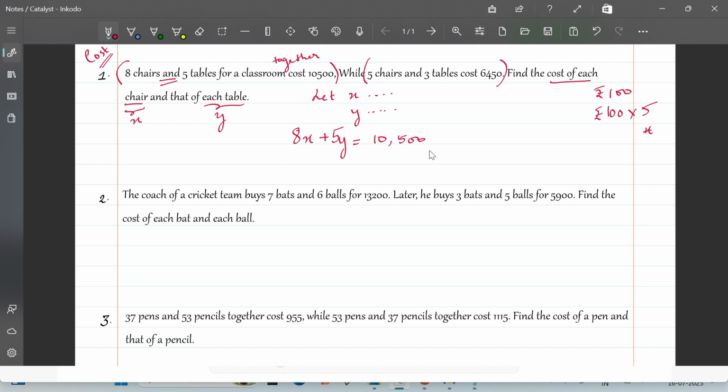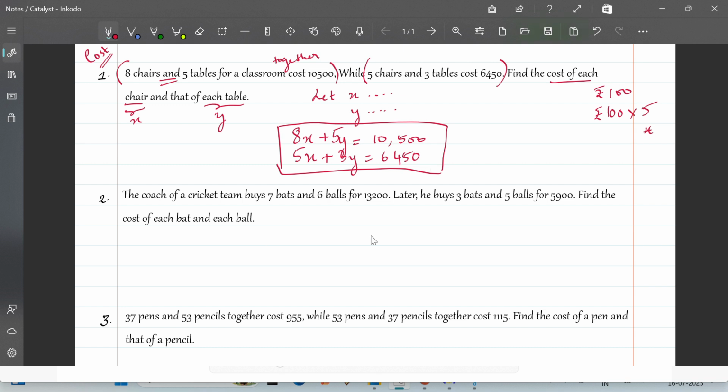Next, they're telling if I purchase 5 chairs and 3 tables, it will cost me 6,450 rupees. So 5 chairs will cost me 5x rupees, 3 tables will cost me 3y rupees, and together they will cost me 6450 rupees. Now these are the two equations which if you solve by any of the methods that you know, you will get the value of x and value of y. That is, the cost of one chair will be given by the value of x and the cost of one table will be given by the value of y. I hope this is clear now.